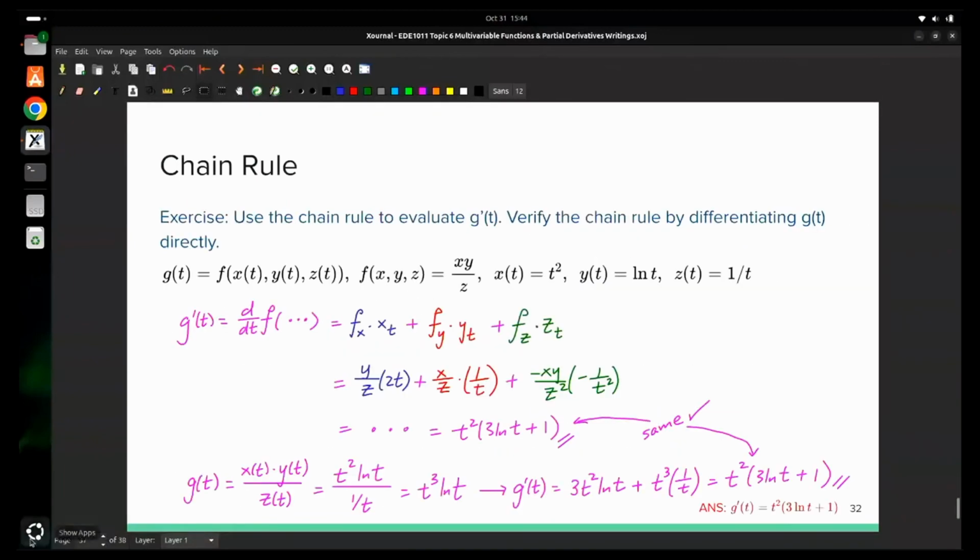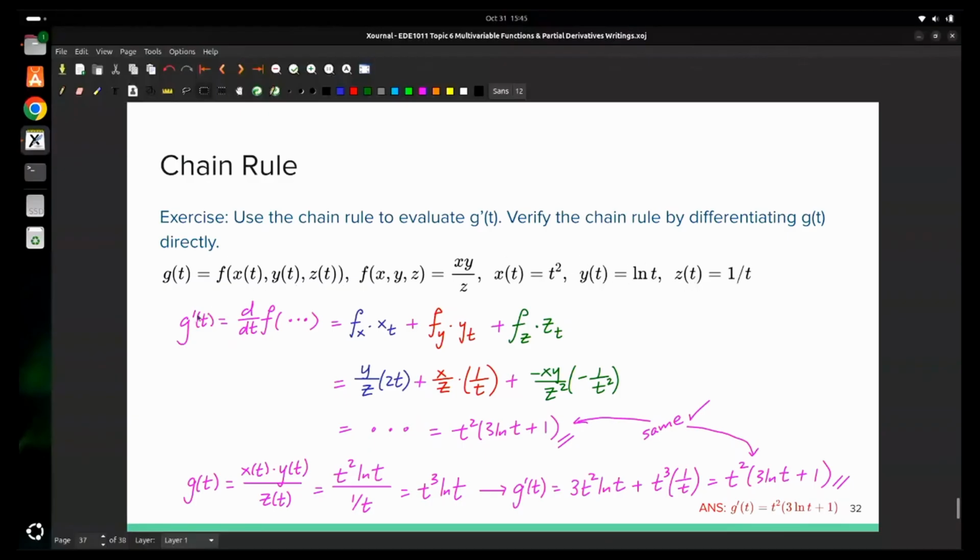Now I'm going to go through this example, just directly from here. You can see g of t is a composite function, but I introduced z also. So f of x, y, z is given by xy over z. Simple function. But this x itself is a function of t. Same goes with y and z, and the functions are given here.